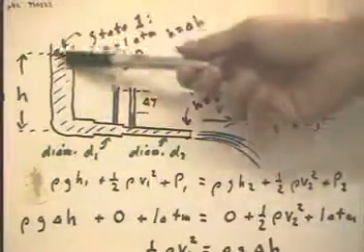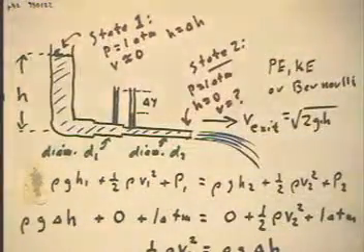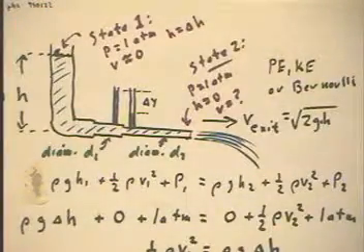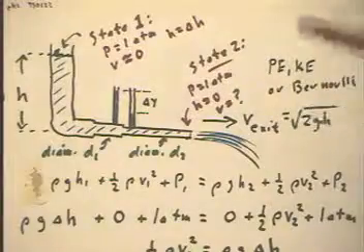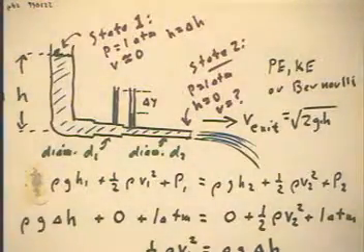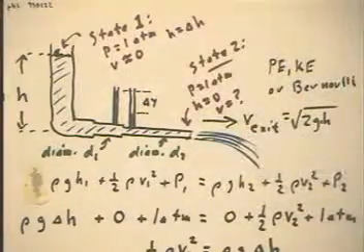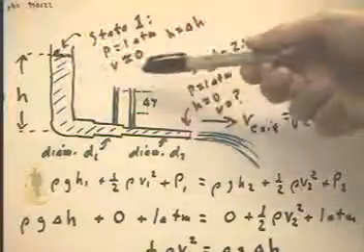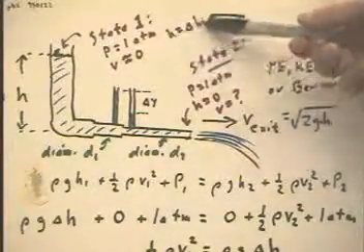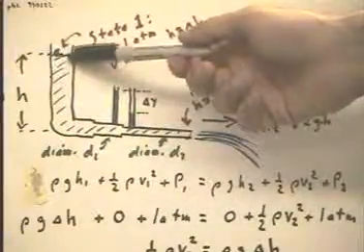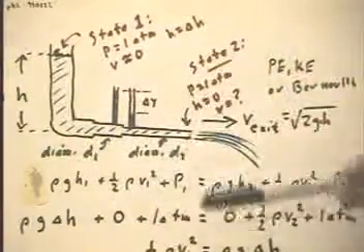Here's a diagram of the Bernoulli apparatus that we used, or that you used in the experiment. Let's see what Bernoulli's equation tells us. Bernoulli's equation and the continuity equation tell us about the situation that we see here. We have a state 1 where the pressure is 1 atmosphere, and the height we're going to call delta H. Whatever altitude you observed for the water in the first tube is your delta H.